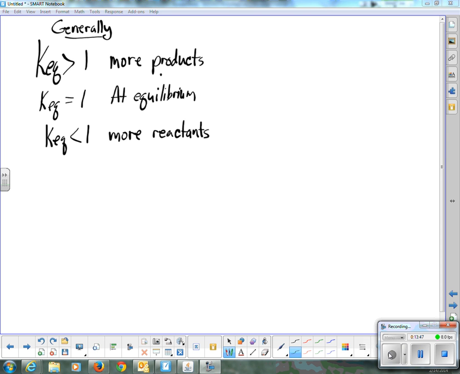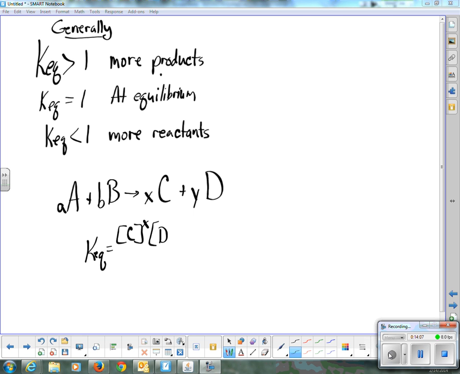All right, so remember as you're writing your KEQ, we would just write KEQ equals the concentration, if it's in concentration, of C to the X power, D to the Y power, divided by the concentration of A to the A power, concentration of B to the B power. Okay, you need to be able to write the KEQ and then plug in the numbers they give you for C, D, A, and B, okay?